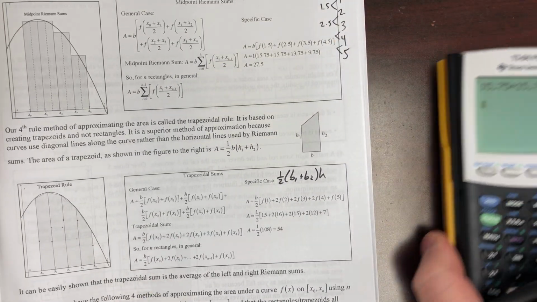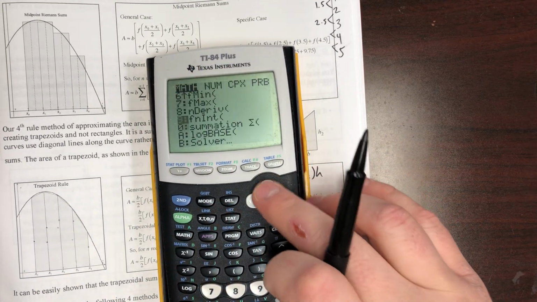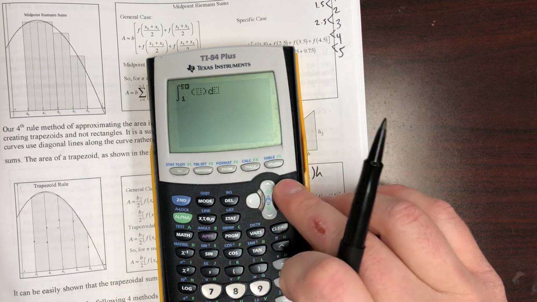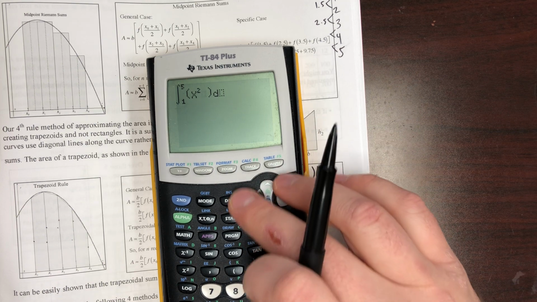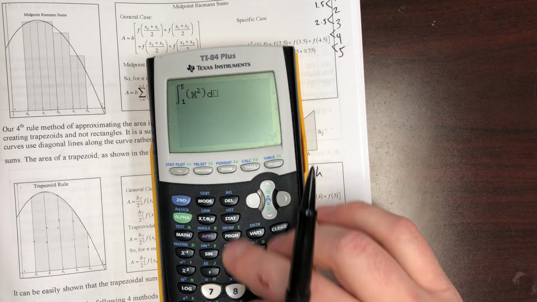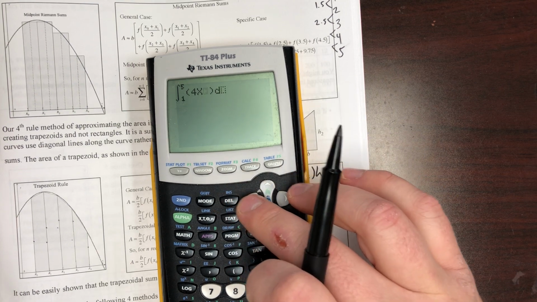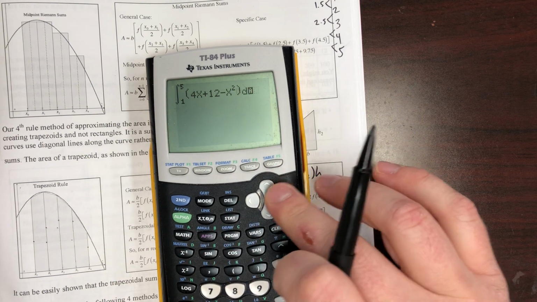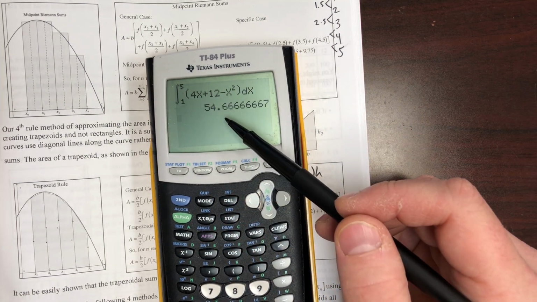And we can calculate the real thing using an integral. So let me go do that real quick. Integral from 1 to 5 of x squared. No, that's not the function, sorry. I'm thinking of the previous function we were looking at. 4x plus 12 minus x squared dx. Actual answer is 54.6 repeating.